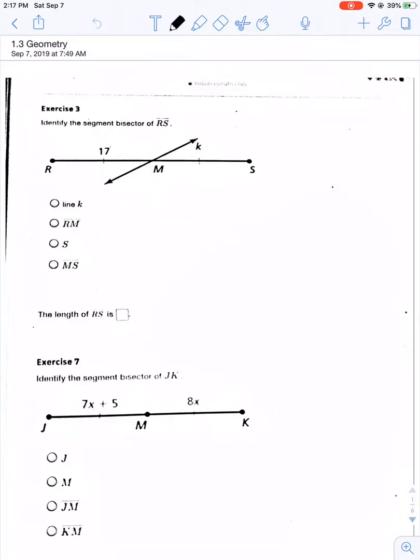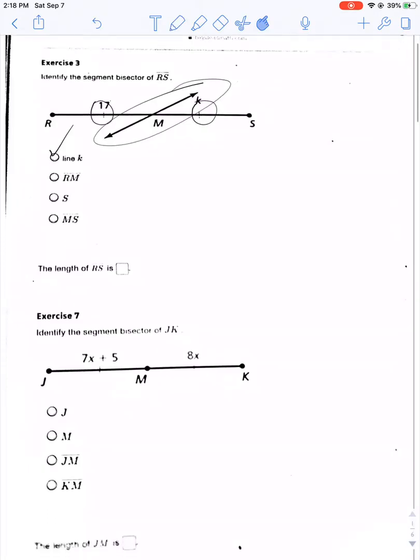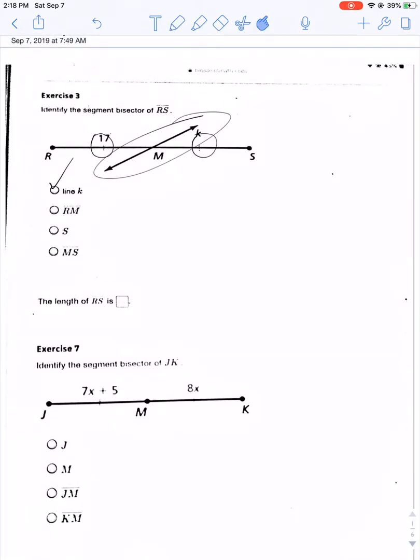So here we go. 1.3, exercise 3. It says identify the segment bisector of line segment RS. Well, obviously we know a segment bisector can be anything that cuts our segment into two equal parts. So we look, these mean equal parts. So what would we call this? Well, line K. Alright, so it says the length of RS is also something that we need to find. Well, if this is 17, then this is also 17 because bisect means two equal parts.